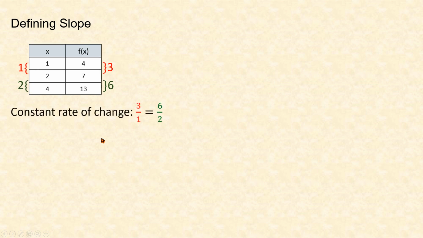So the constant rate of change is the change in the output over the input, so 3 over 1, or 6 over 2. And you notice that the values are equal to each other. That means that it's constant, right? Between any 2 points, your rate is the same. 6 over 2 is equal to 3 over 1. That's a constant rate of change.